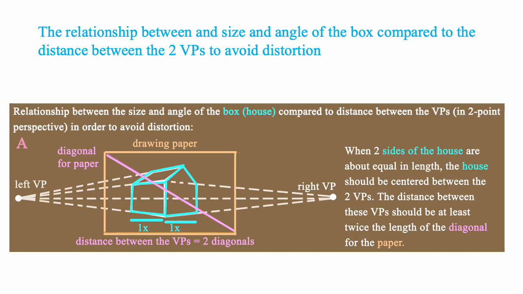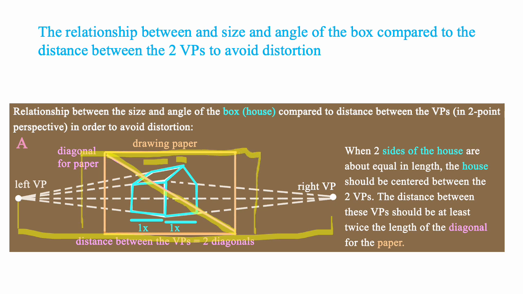How far apart should the vanishing points be? Well, when two sides of a house are about equal in length, and the house is centered between the two vanishing points, the distance between these two vanishing points is about at least twice the size of the diagonal of the paper. Now, of course, the diagonal of the paper could be bigger, but this gives you just a general approximation of the distance between the vanishing points.